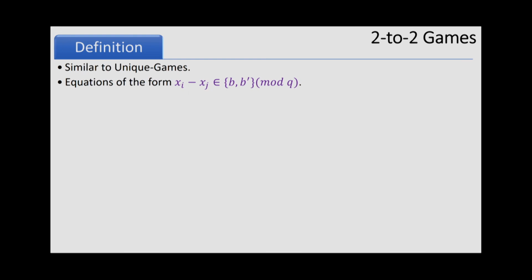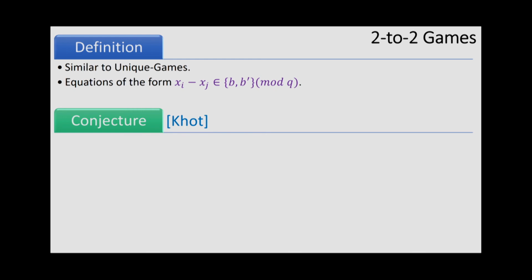Again, you have variables, and again, you have equations, but this time, equations are of a more relaxed form. You require that the difference between xi and xj is equal to some b or to some b prime. So you have a wider array of constraints that you can use. So this problem is harder.